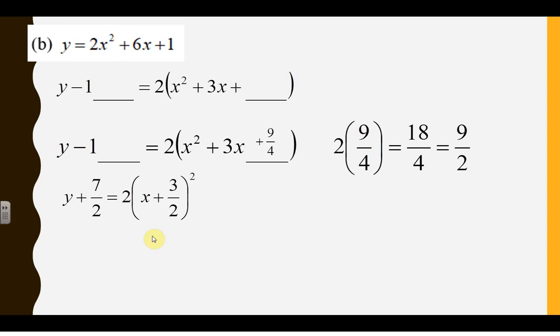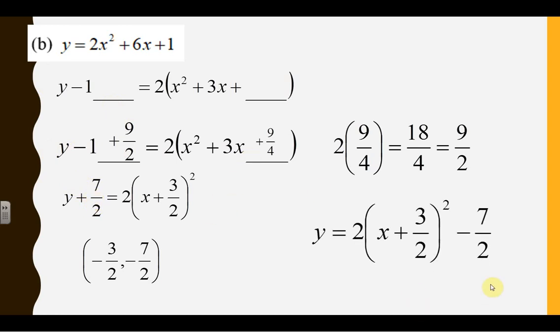3 halves squared is 9/4. We have to add that to both sides, but remember it's 2 times this, which is 9 halves. That's what this is showing, that 2 times 9/4 is 9 halves. Your calculator can also do that for you. Adding negative 1 and 9 halves, you get 7 halves. You would move that over, so it would be negative. So there's the vertex form right there. Then again, in the parentheses, it's going to be the opposite sign. So you have negative 3 halves, and then it is negative 7 halves.